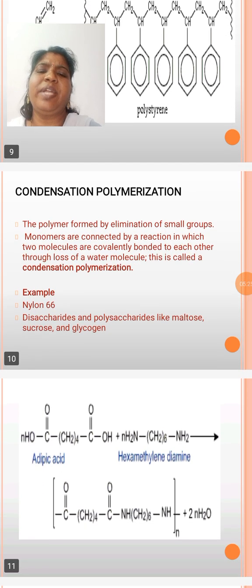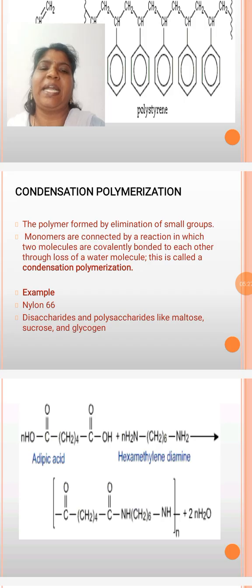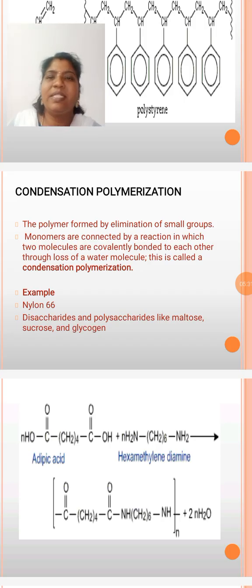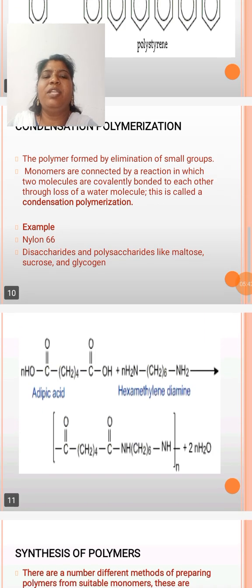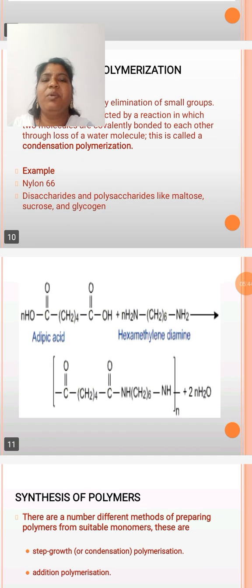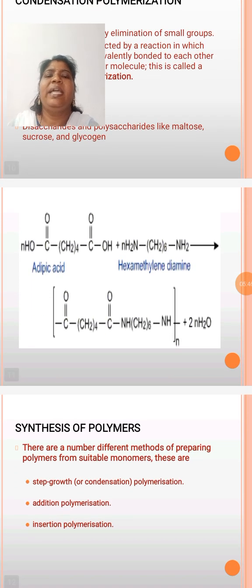Next, the second type is condensation polymerization, where the polymer is formed by elimination of small groups, for example water, ammonia, methanol. Small groups can be eliminated in condensation polymerization, so it also forms a polymer, but elimination of groups takes place. For example, consider nylon 6,6. It is obtained by the addition of hexamethylene diamine.